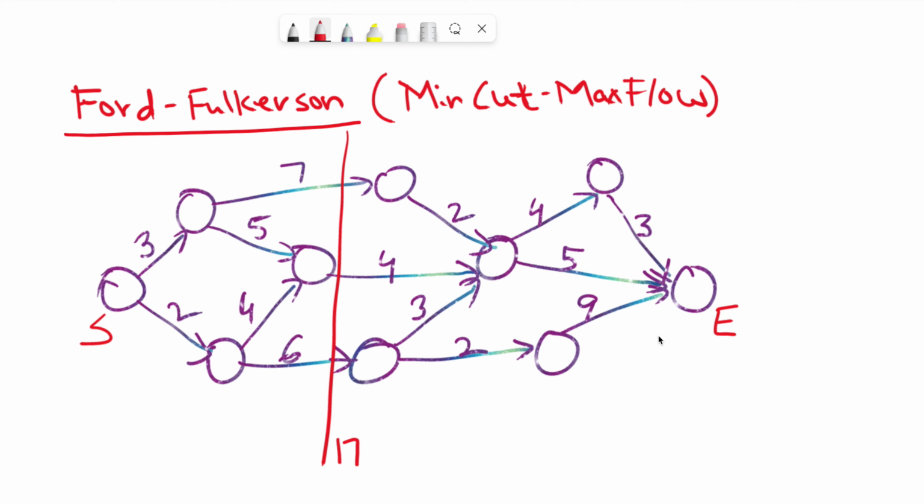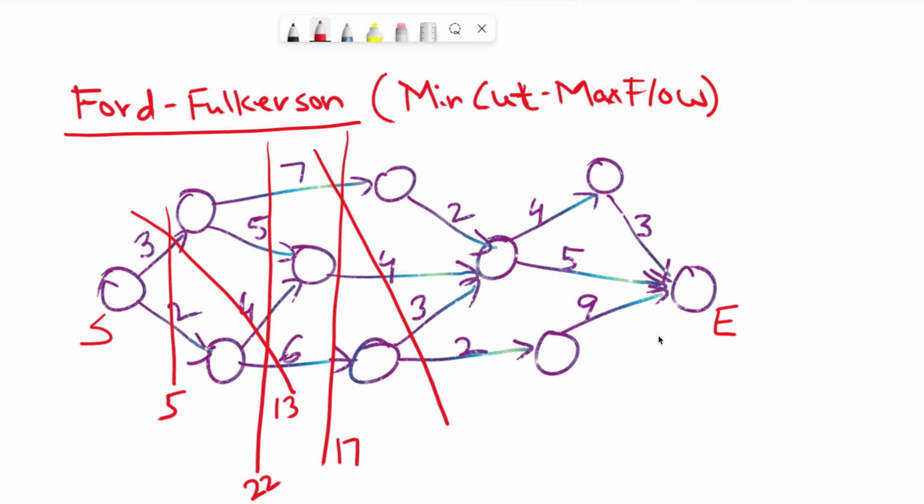So now we're going to start drawing all the min cuts and seeing what the sums of all of those min cuts are. So this is a 5. This here is 4, 6, and 3, so that's 13. This here is 7, 5, 4, and 6, so that's 22. This here is 7, 4, 3, and 2, so that's 16.